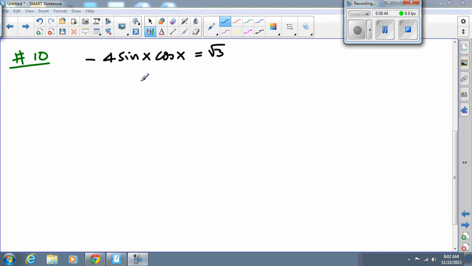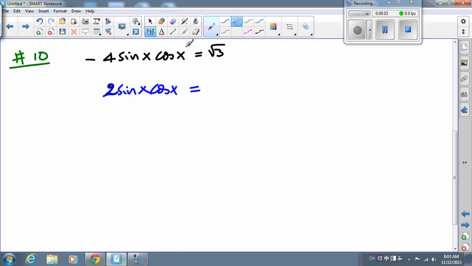Number 10 is a very interesting one. First of all, this looks familiar to the sine of 2x. However, sine of 2x is 2 sine x cosine x. So my goal is to have, instead of negative 4, 2 sine x cosine x. But to have 2 sine x cosine x, it requires me to divide everything by negative 2. So if I divide everything by negative 2, I end up with the square root of 3 over 2 with a negative in front. Well, now I can say this is the sine of 2x, that is equal to negative square root of 3 over 2.